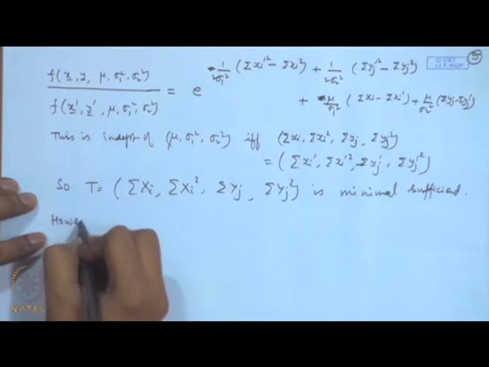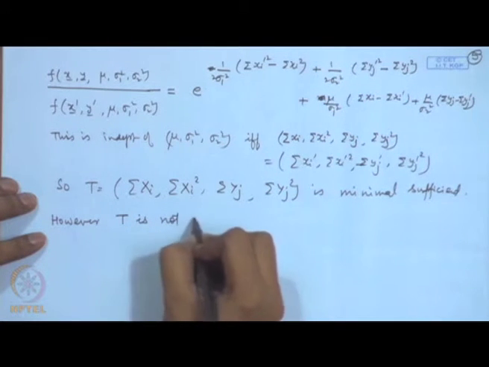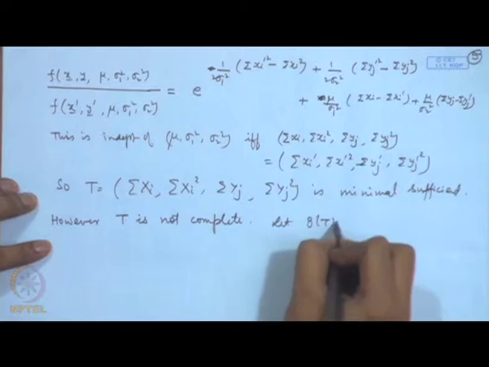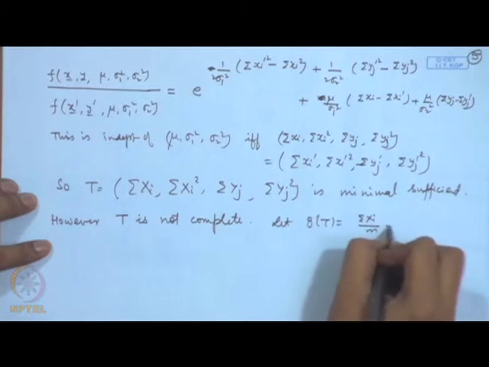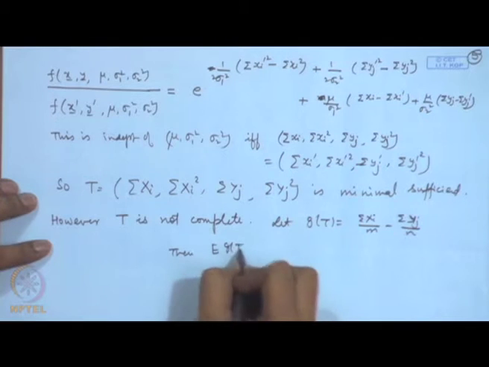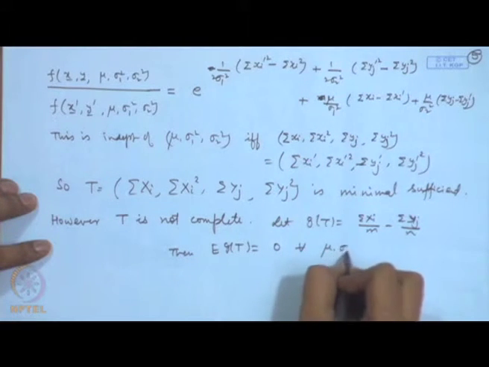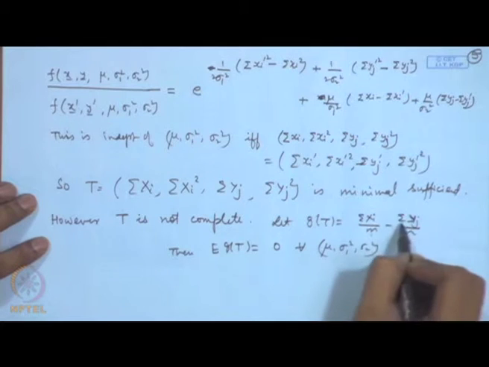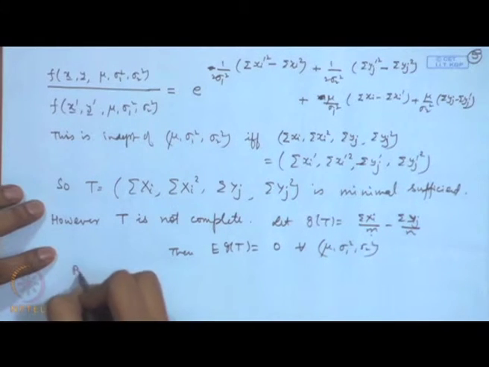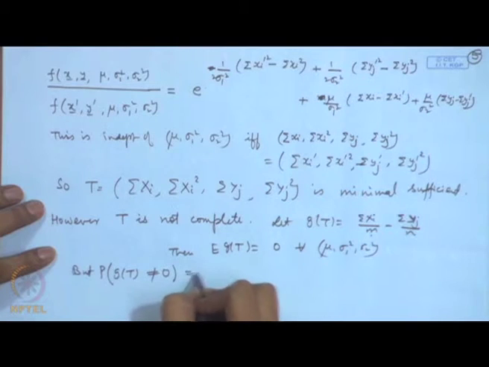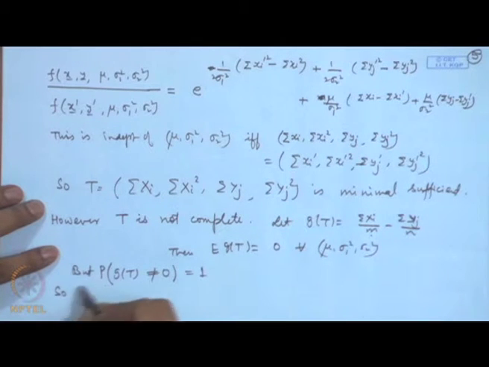However, T is not complete. Let us consider g(T) as sigma x_i by m minus sigma y_j by n. Then expectation of g(T) is equal to 0 for all mu, sigma 1 square, sigma 2 square, because expectation of x_i and expectation of y_j is mu. So, it is m mu by m minus n mu by n, but g(T) is not 0. Actually, probability that g(T) is not 0 is 1. Probability that g(T) is equal to 0 is actually 0. So, T is not complete.